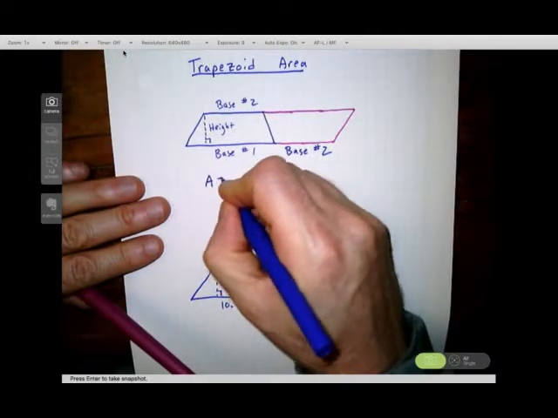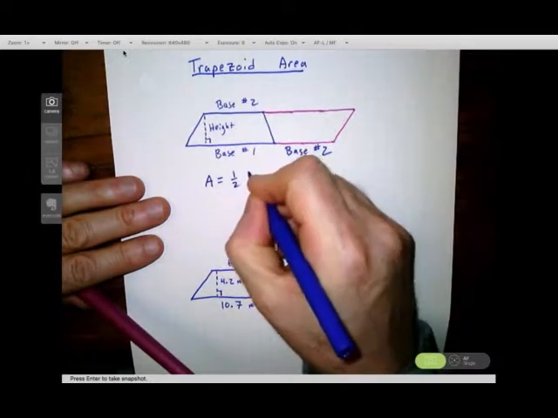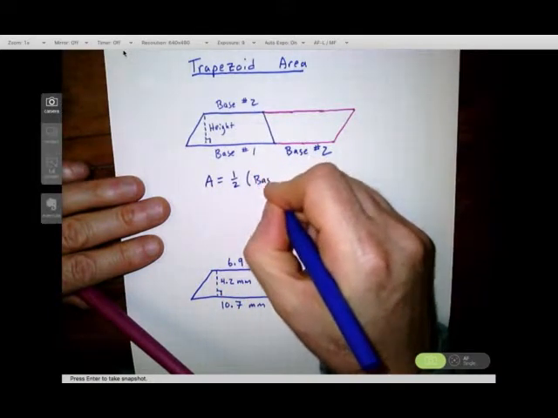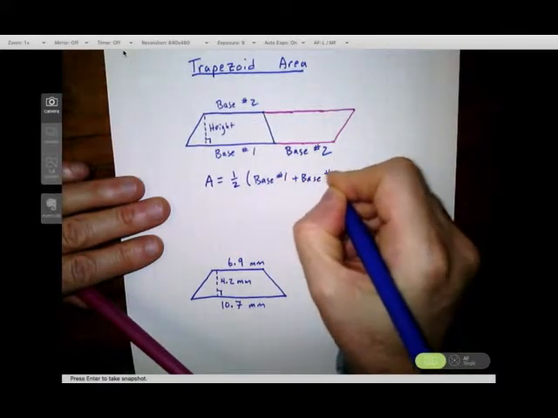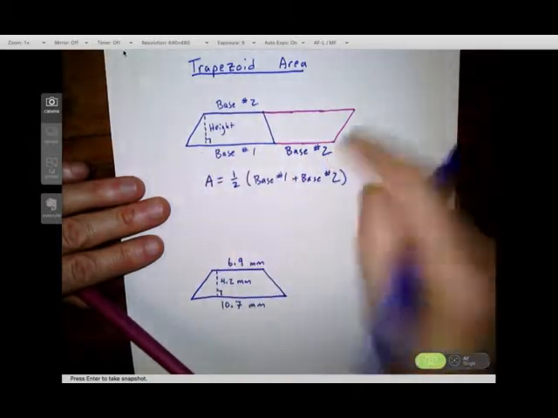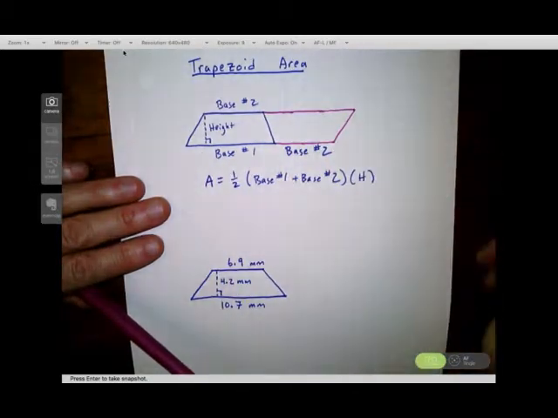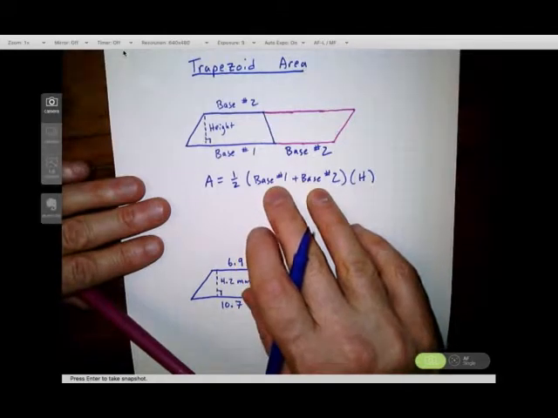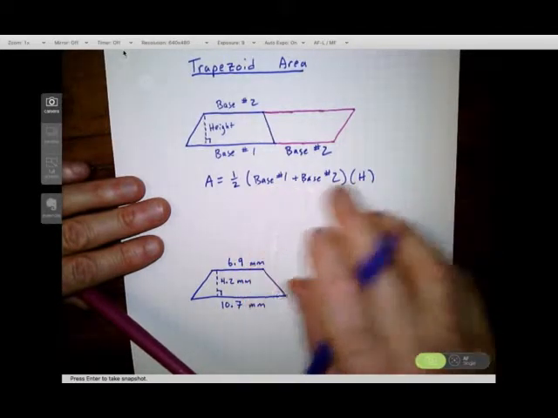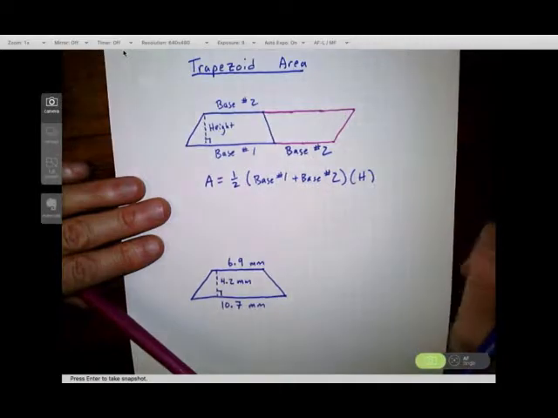So area equals 1/2 of base 1 plus base number 2. That's this whole bottom side, times the height. And there's the formula for a trapezoid. You take the two parallel sides, add them up, multiply that by 1/2, and multiply that by the height.